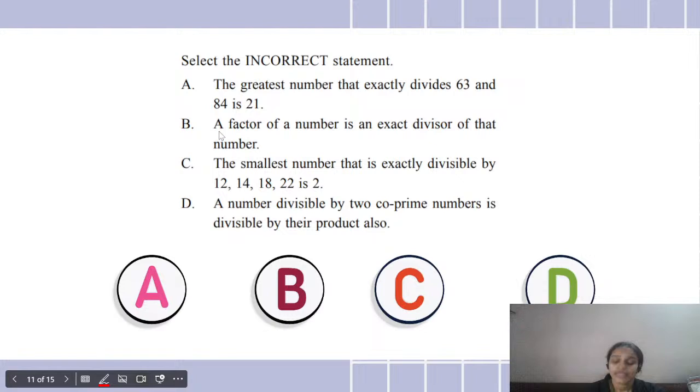Let's see. The greatest number that exactly divides 63 and 84 is 21. Children, why is this incorrect? If you look at the factors of 63 and 84, the highest common factor of these two numbers is 21. So this statement is right. It is true. It is not incorrect. It is correct.